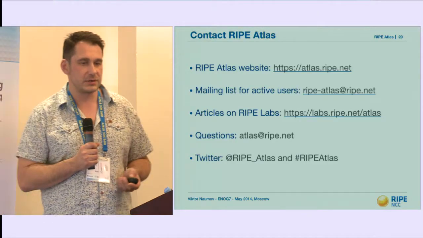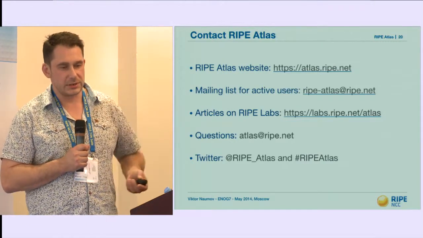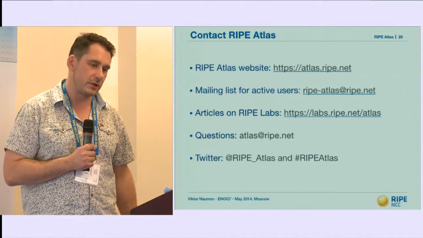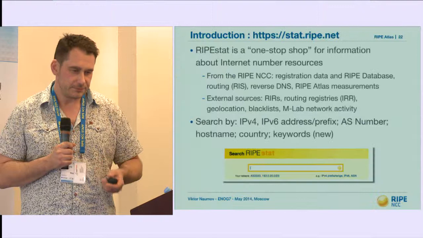RIPE Atlas is available. Please follow this very simple URL, atlas.ripe.net. Mailing lists for active users are available. Please ask questions and use our Twitter.